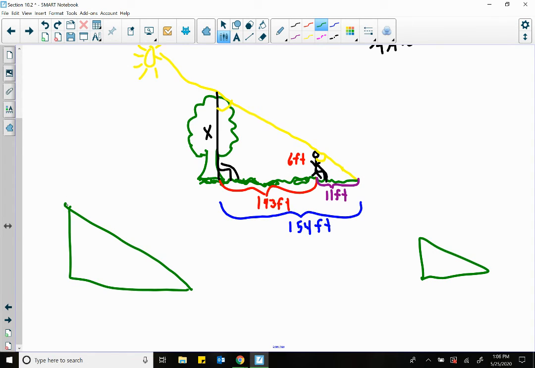So let's talk about the large. This guy right here represents the height of the tree. So that's an X. This guy right here represents the shadow of the tree. That's what's in blue. This is 154 feet. Do not say it's 143 because that's not a full triangle. See, my sunbeam goes all the way across and ends right here. If you stopped at the 143, that's not a triangle. There's no line there. So there's that. Now, on the small triangle, we know that this is the 6 feet because that's our height. And then we know that our shadow is 11 feet.